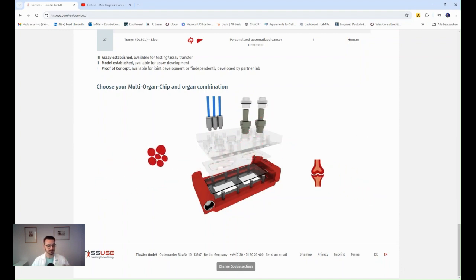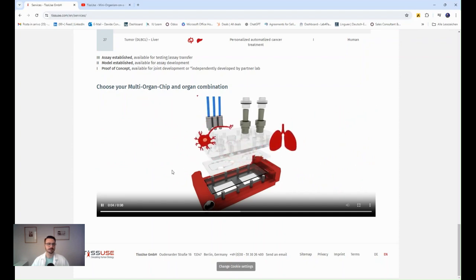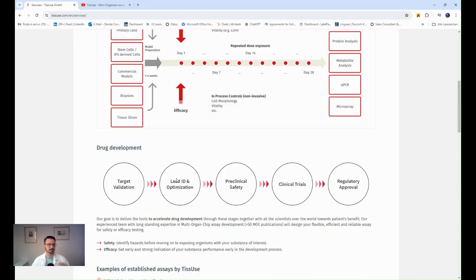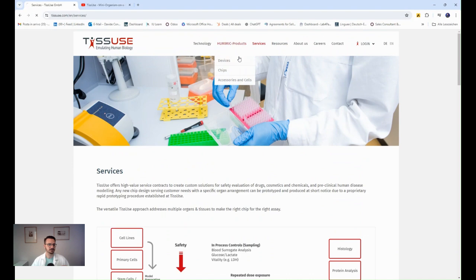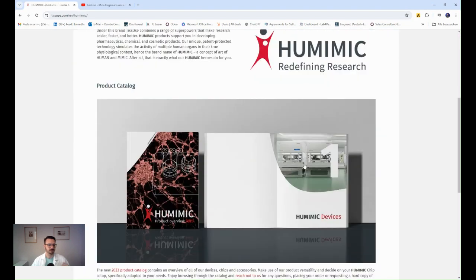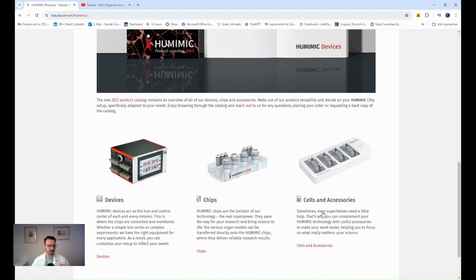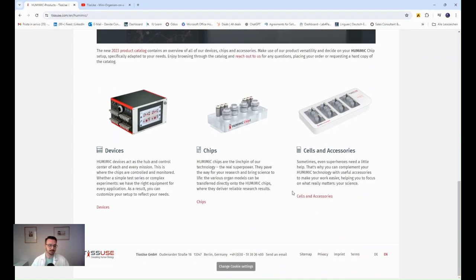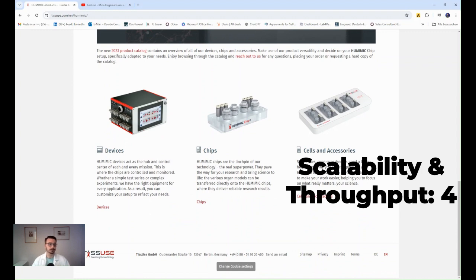In terms of scalability and throughput, it's obviously improving. Especially these kinds of solutions that we have seen with these automated devices, getting up to 24 different plates. This is good, but obviously these are quite big devices. Inside the same chip, we're basically just running one experiment, so this would be relatively low. The two things combined, we would give it a 4.